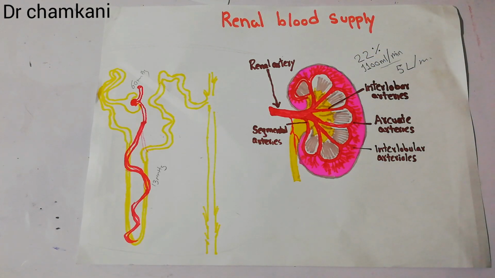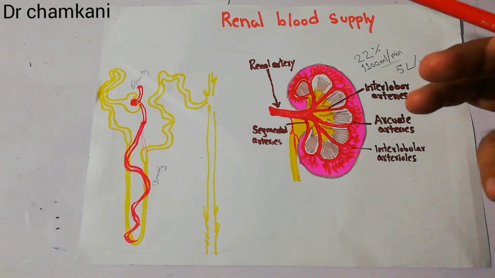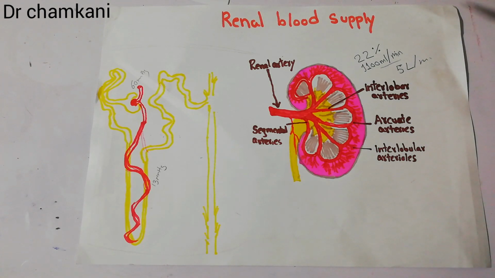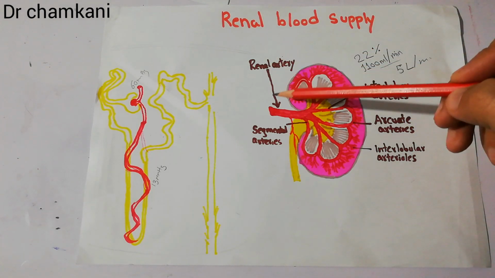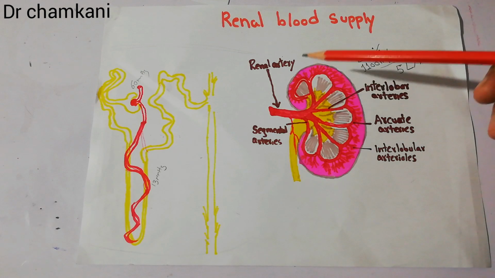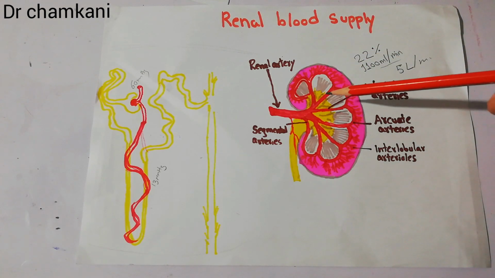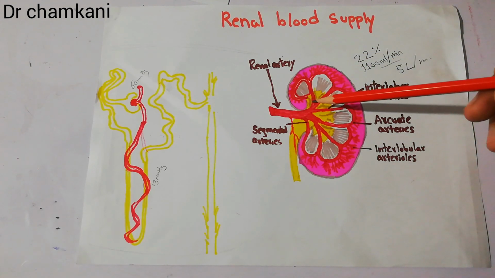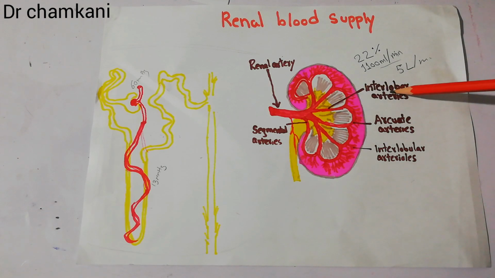Because the blood flow to the kidneys is very important. The kidneys have a very important role in filtering the blood, removing the waste material from the blood, and then reabsorbing the blood again into the system. For this purpose, the renal artery enters into the hilum and then keeps on branching. The renal artery basically divides initially into the interlobar arteries.